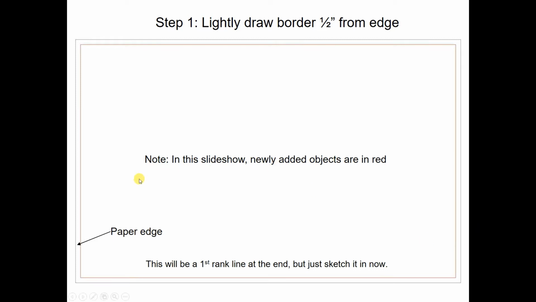Notice too that new things are red in this slideshow here, so it's kind of hard to see on this line because it's so fine, but there is a red line that's just inset from the black line here that's meant to be the edge of our paper. So you just want to draw a nice sharp border all the way around.